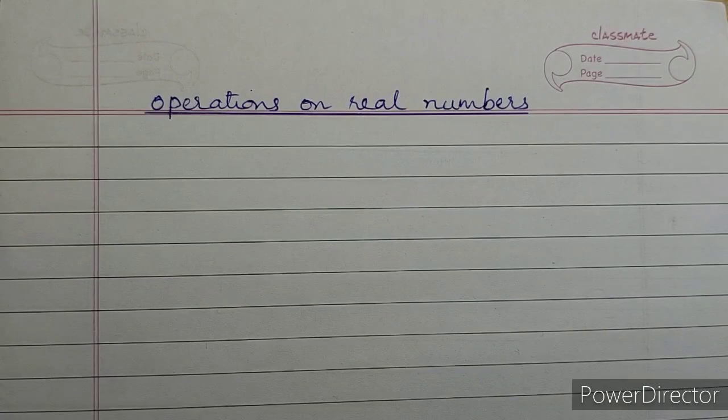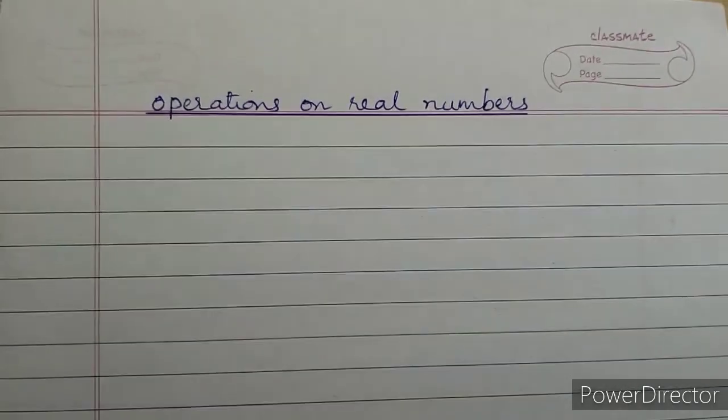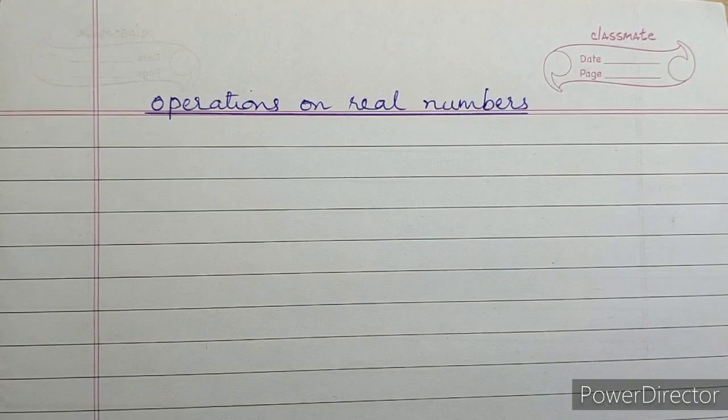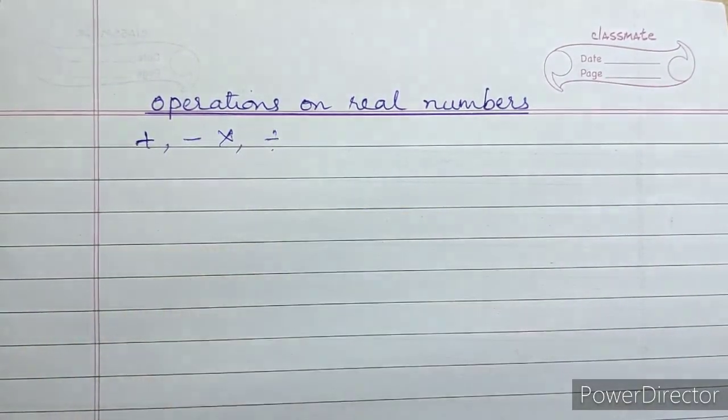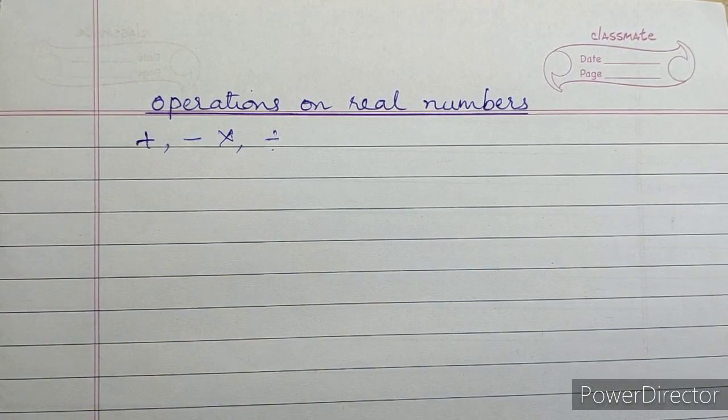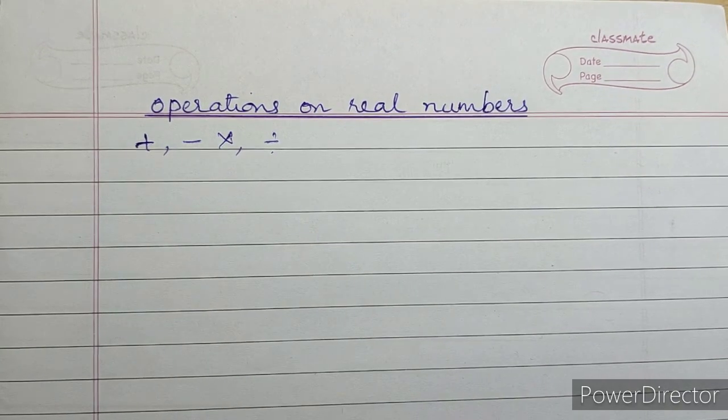Next topic is operations on real numbers. Operations means the fundamental operations only: addition, subtraction, multiplication and division of real numbers. Real numbers in the sense it can be rational or irrational. So first, a few rules are there for that. First we will discuss the rules.